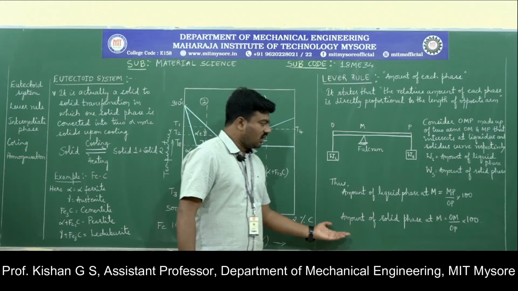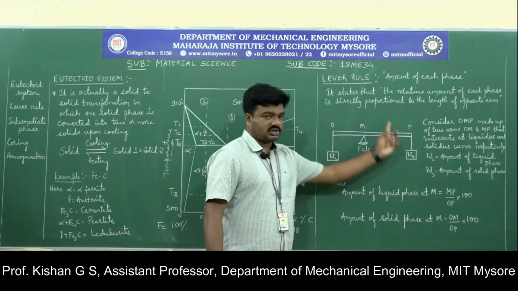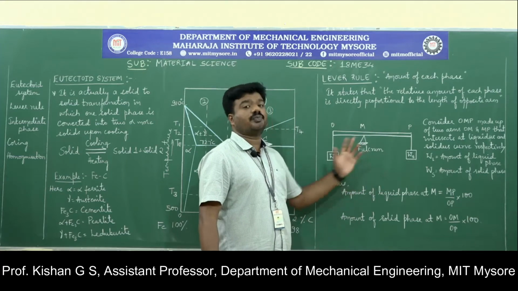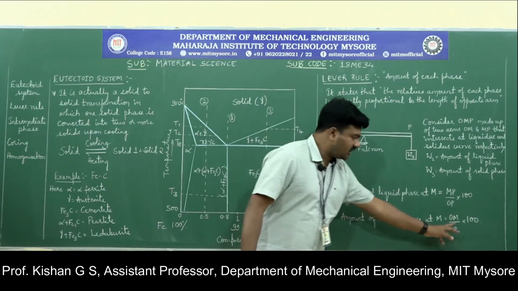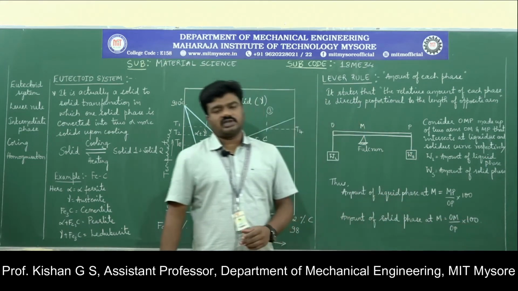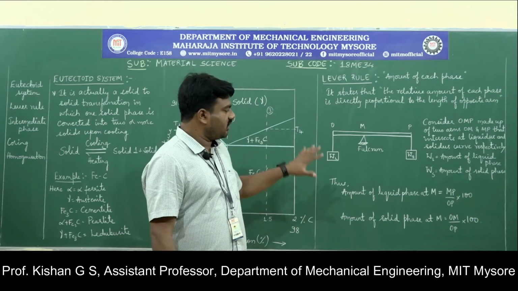Similarly, the amount of solid phase at M is, okay, this is liquidus and this is solidus. When we want solid, we have to take the opposite length, hence it is OM divided by OP into 100, hence we get the value in percentage. So this is something on the lever rule.